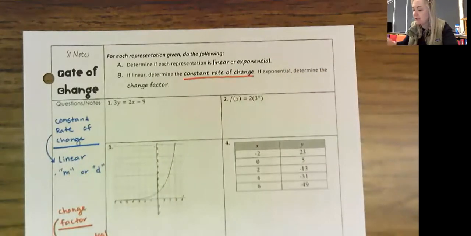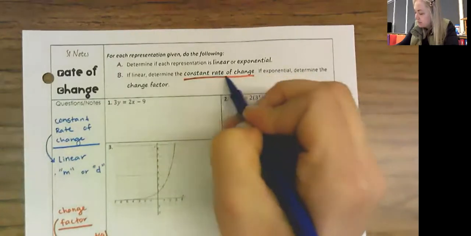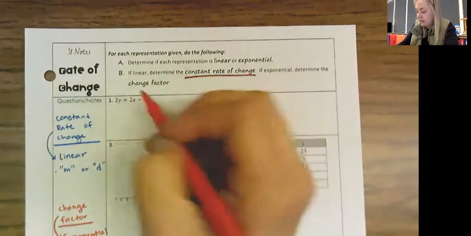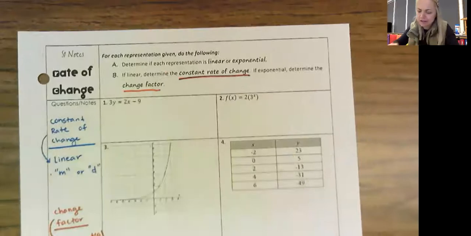Oh, I have it backwards. Constant rate of change I had done in blue, and the change factor I had written in red. Trying to get my colors straight here.